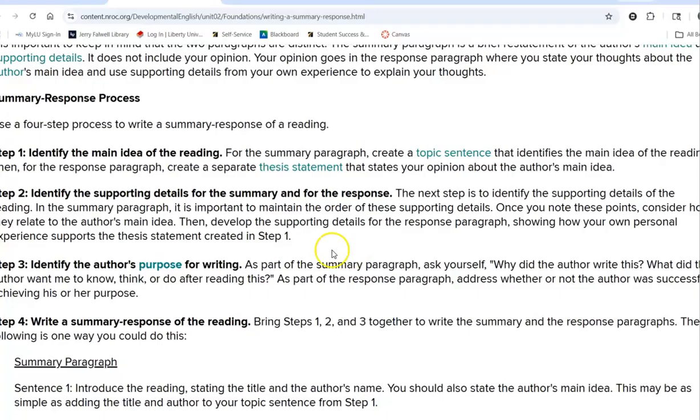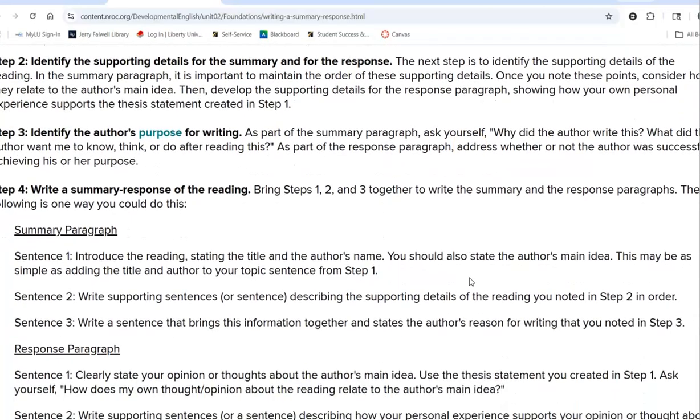You should also identify why the author wrote it, the author's purpose. So remember, the purpose is the reason that the author wrote about this topic. It's what the writer wants the reader to know, feel, or do after reading the work. So in order to identify the author's purpose, you should ask yourself, why did the author write this? What did the author want me to know, think, or do after reading this?